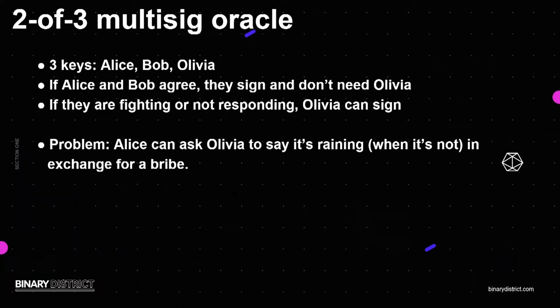So you could make a 2 of 3 output, where you say, if Alice and Bob agree that it's sunny or that it's rainy, then they both sign the right transaction, and they don't need an oracle. But if they're fighting, then Bob can say, look, it's sunny, so if Olivia signs the sunny transaction, then I get my money.